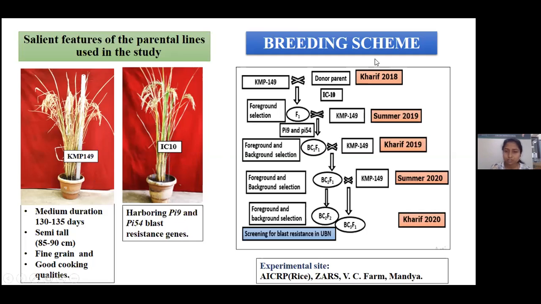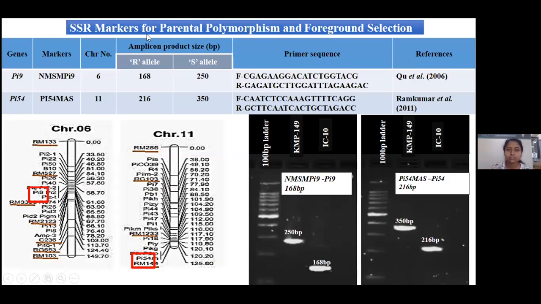The breeding scheme which I'm following is, initially I'll be crossing these two parents to get F1, and the genes will be checked, and with the subsequent backcross I'll be going through BC2F2, where I'll screen for blast resistance in the uniform blast nursery. We have selected two markers for foreground selection, that is NMSMPi9 for the Pi9 gene and Pi54 for the Pi54 gene, which are located on chromosomes 6 and 11.